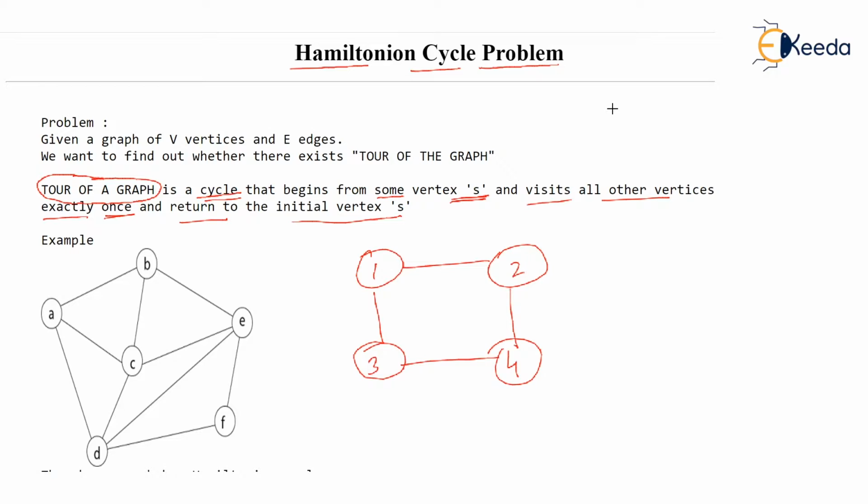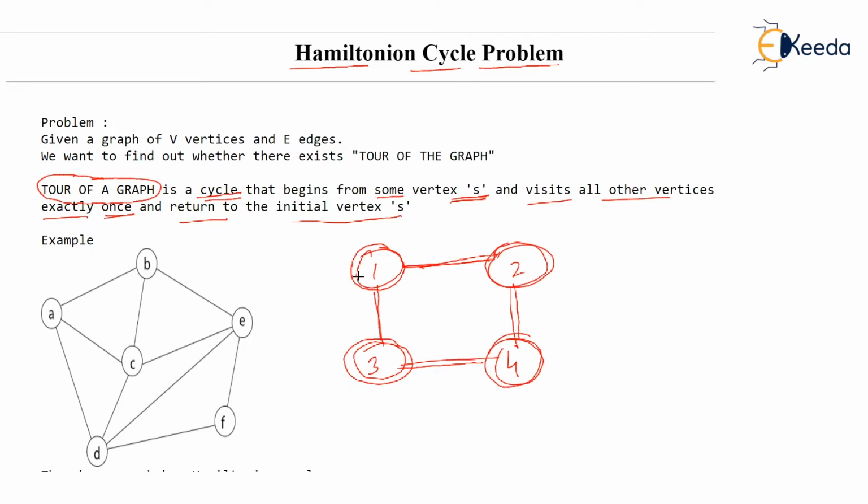Now this has a Hamiltonian cycle because if you start your cycle or a tour from vertex 1, then you can go from 1 to 2 because there is an edge from 1 to 2. From 2 you can go to 4, correct? From 4 you can go to 3, and from 3 you can go back to 1. 1 was your initial vertex and you are back to 1. Now you have visited every vertex exactly once, so a Hamiltonian cycle exists.